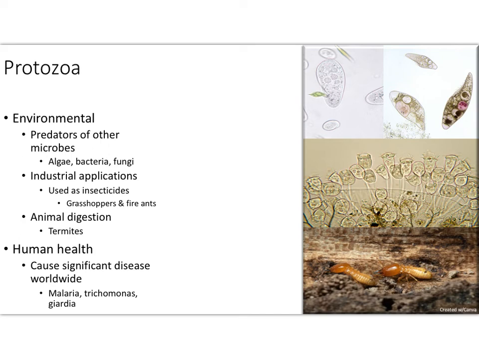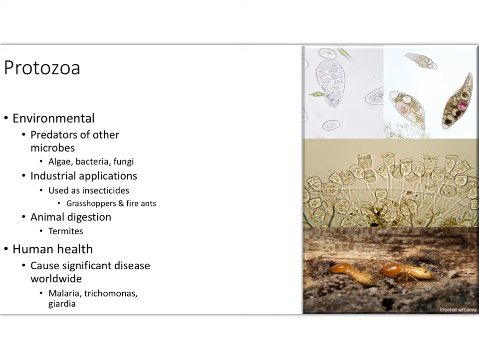Some protozoa can also be used in industrial applications. One example of this is that certain species can actually be used as a type of insecticide. What happens in this case is the protozoa are grown in a laboratory setting, and they are put into a difficult environmental condition so that they form a cyst. Once the cyst is formed, we can extract the protozoa cysts from the laboratory setting, put them into some type of solution, and then spray them on crops.